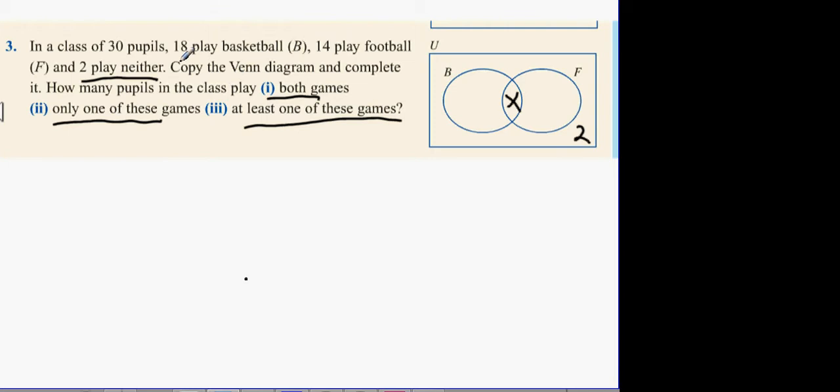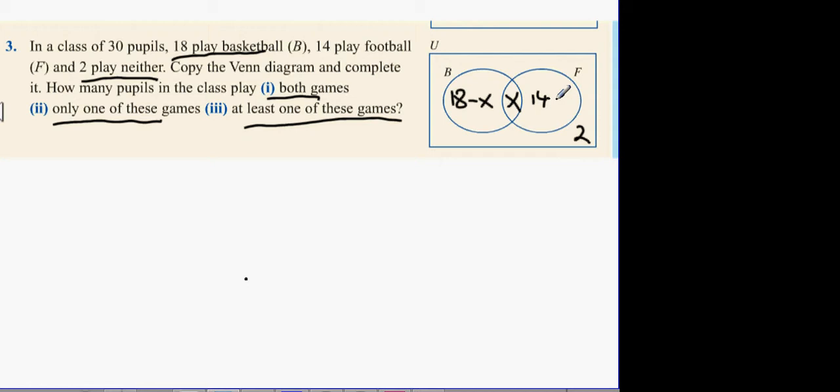Now, it says 18 people play basketball. This includes what, Donald? This 18 includes what? People who play both basketball and football. So what about basketball only? What do we need to do? Minus X. 18 minus X. Perfect. And what about football only, Harry?